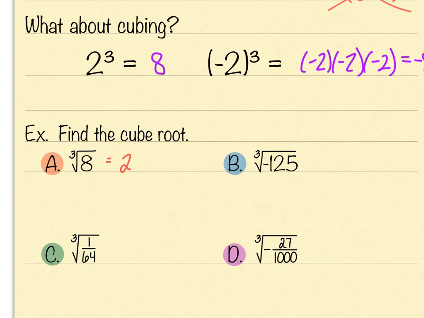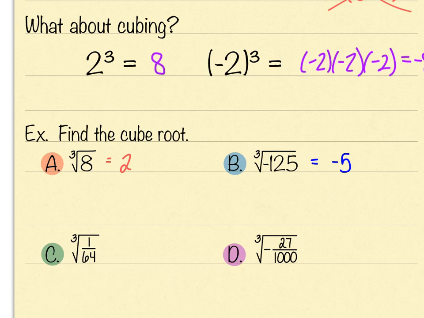And then example B, it's the cube root of negative 125. You can enter that into your calculator, or you might already know that 5 times 5 times 5 is 125. So the negative answer would be negative 5, because negative 5 times negative 5 times negative 5 gives you negative 125.